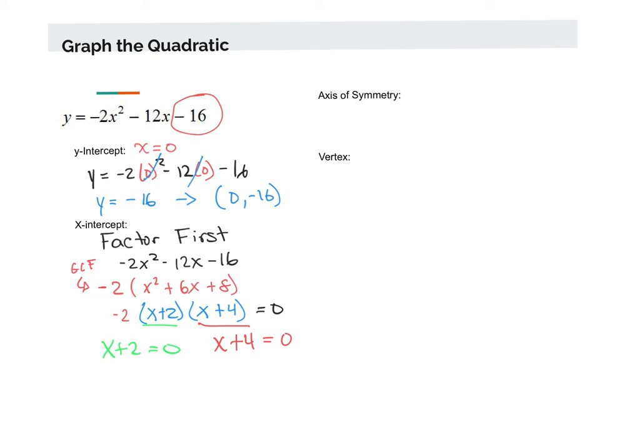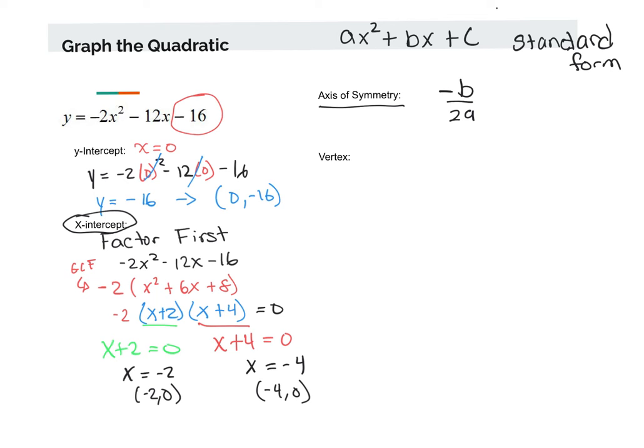And we can solve those two independent equations, which gives me x is equal to -2. x is equal to -4. Because this is an x-intercept, we can write it as an ordered pair, (-2, 0) and (-4, 0). Next, we want to find the axis of symmetry, and there is an actual formula that we can use.